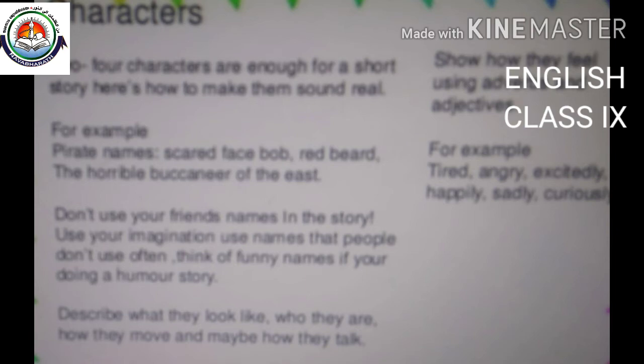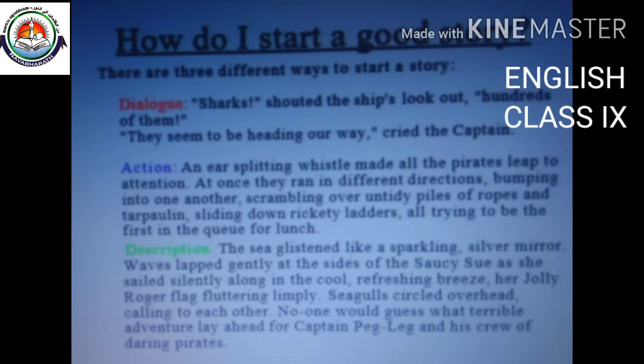And you have to describe the appearance of the characters, the movement of them, how they talk, how they behave, how they feel. All those things you can show very clearly using adjectives like angry, excited, happy, sad, curious, tired, etc. And the most important point which you have to care about is the starting of the story.